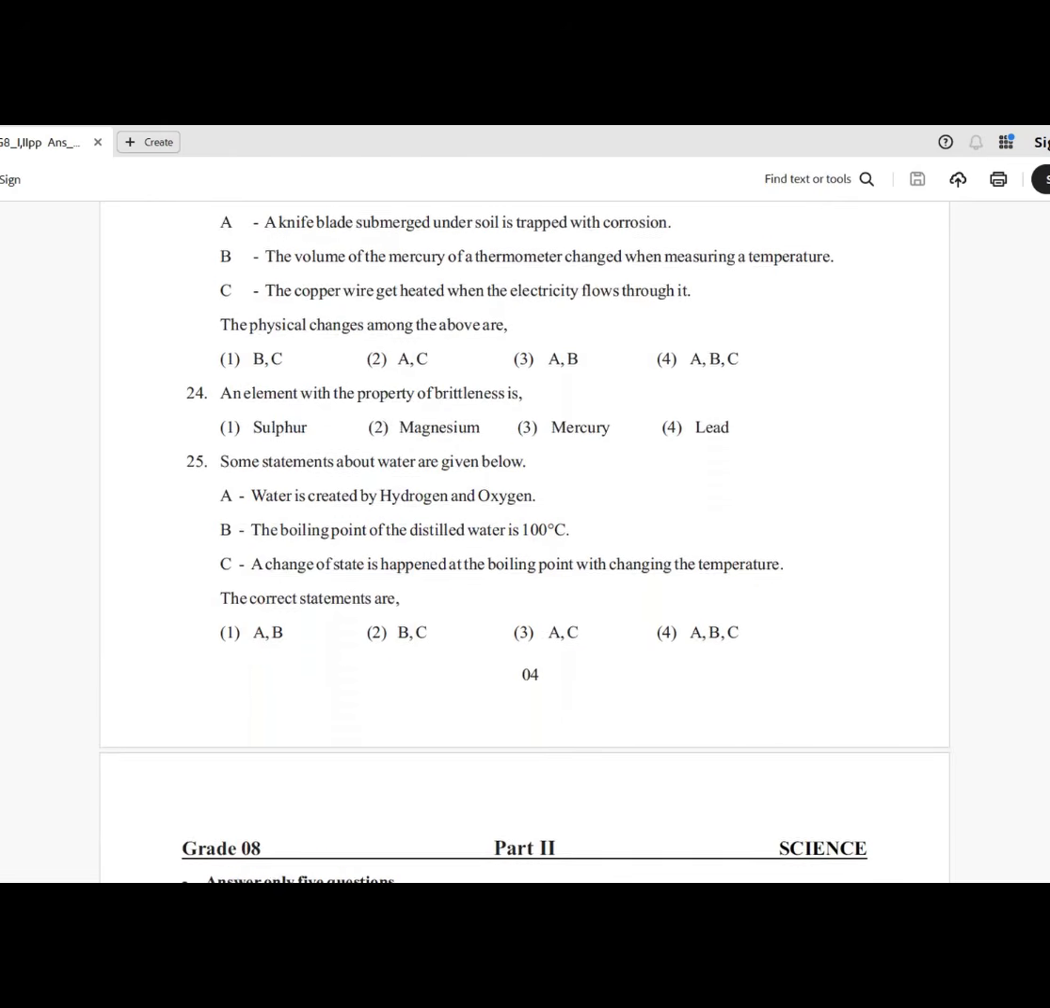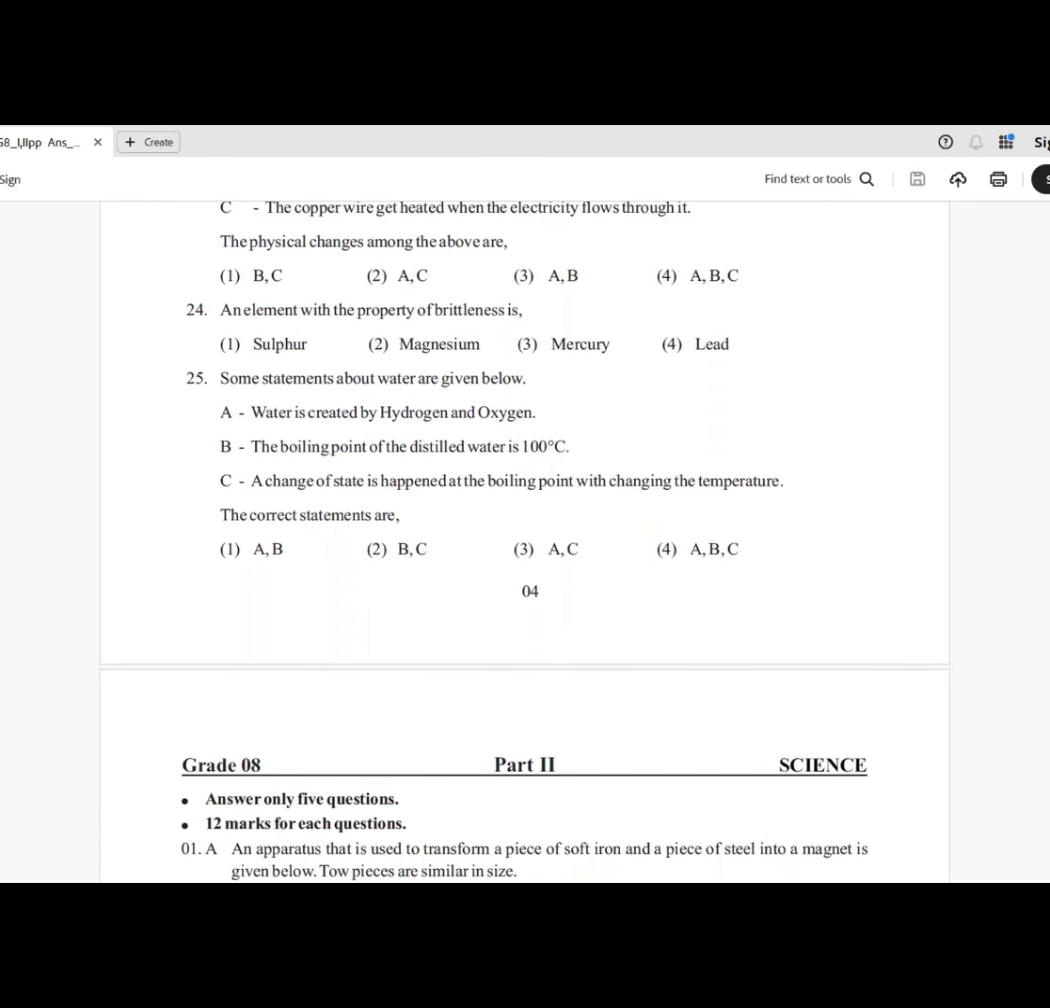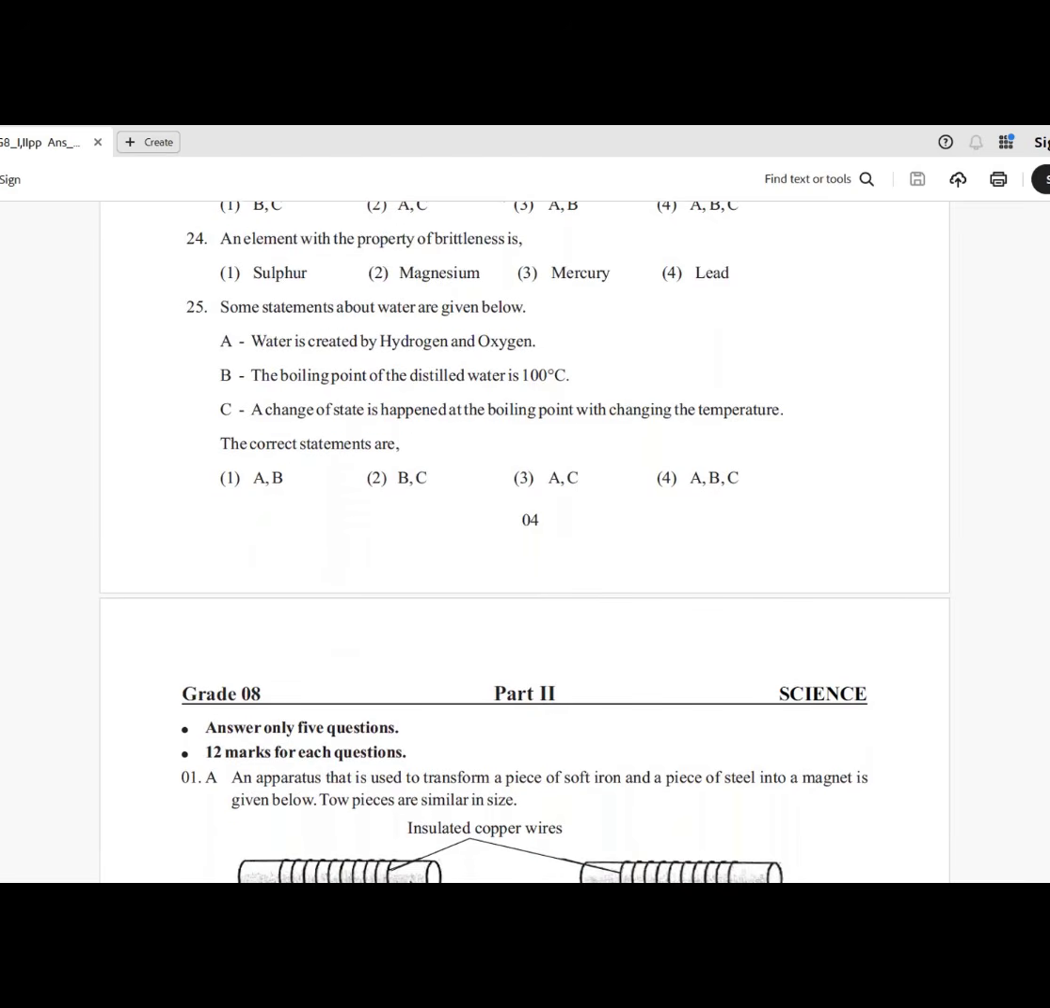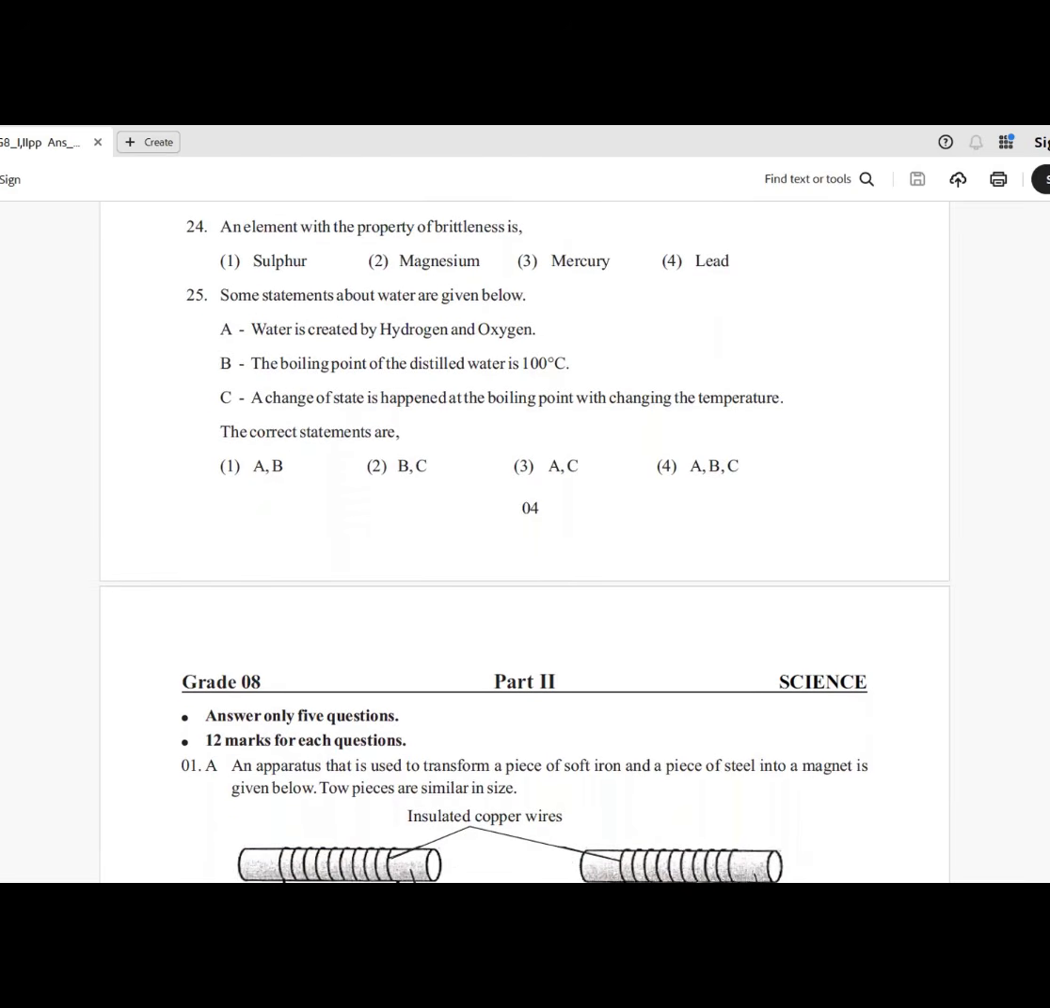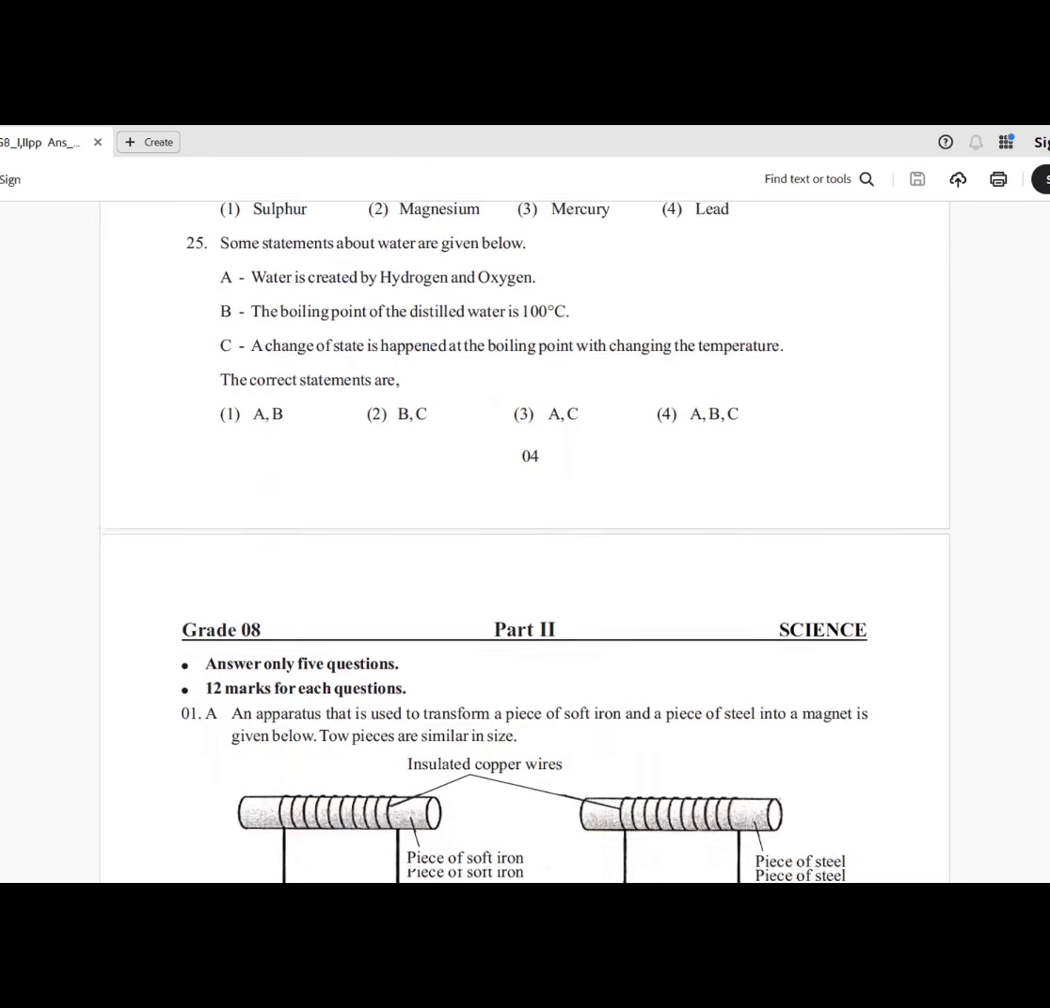25. Some statements about water are given below. A. Water is created by hydrogen and oxygen. B. The boiling point of distilled water is 100 Celsius. C. A change of state happens at the boiling point with a change in temperature. The correct statements are answer number 1, A and B. Water is created by hydrogen and oxygen. The boiling point of distilled water is 100 Celsius.